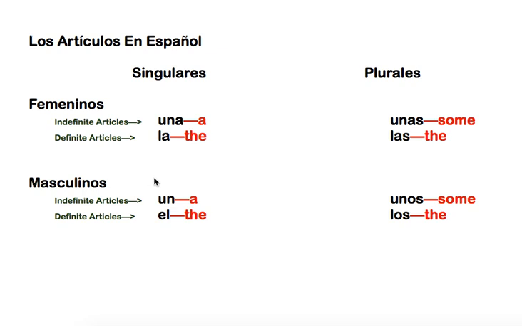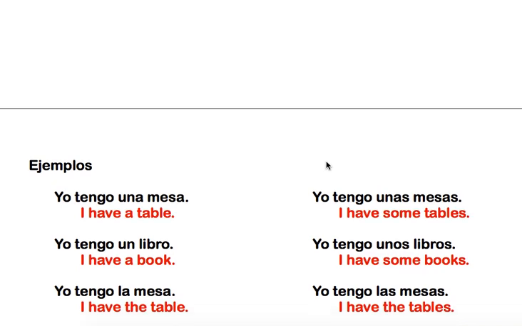For the masculine articles, un is the masculine version of una. It means a. Un libro. Unos is the masculine version of unas. Means some. Unos libros, some books. El is the masculine version of la. El libro, the book. And los is the masculine version of las. Los libros, the books. All right? Good. Let's move on. Now we have some examples.